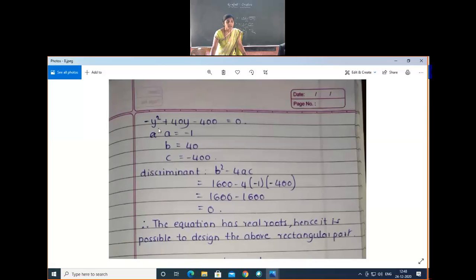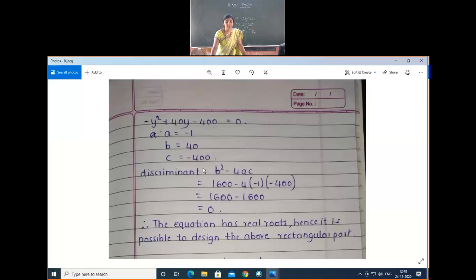Minus y square plus 40y minus 400 is equal to 0, where a value is minus. See here, y, one variable only, power is 2. Is it a quadratic equation? Yes, of course, this is a quadratic equation. A is equal to minus 1, B is equal to 40, C is equal to minus 400.